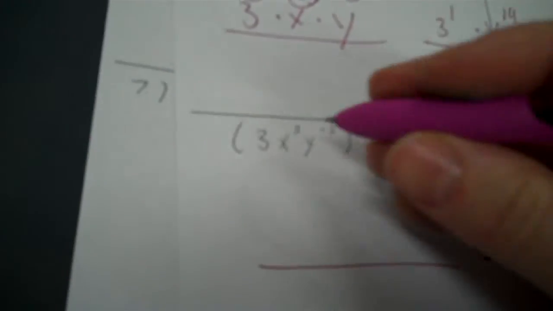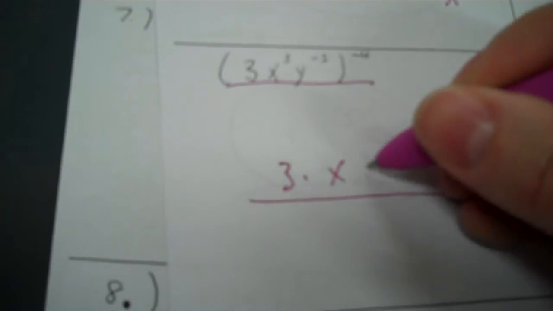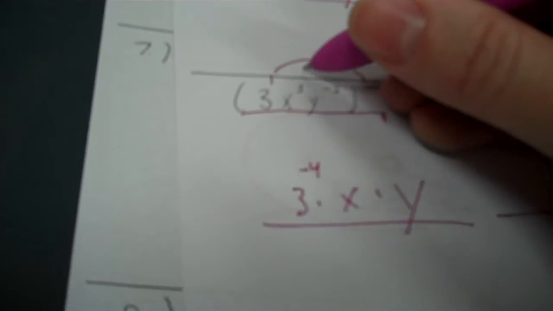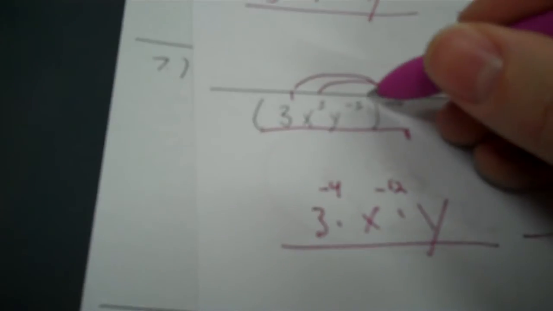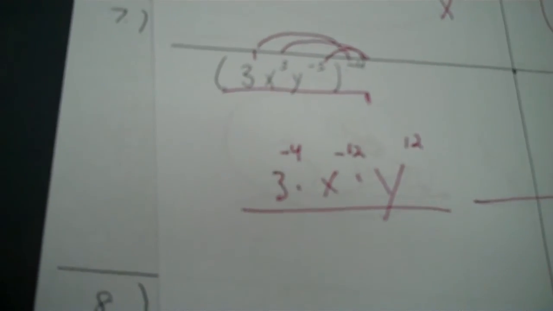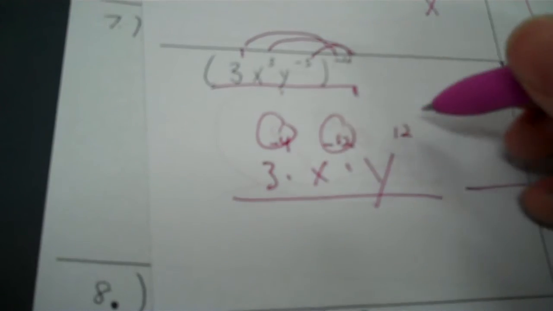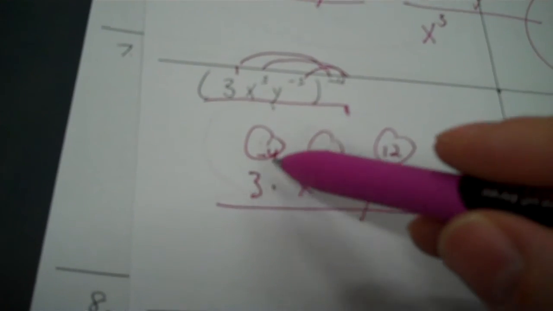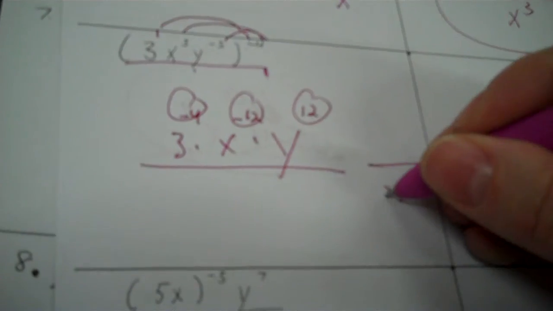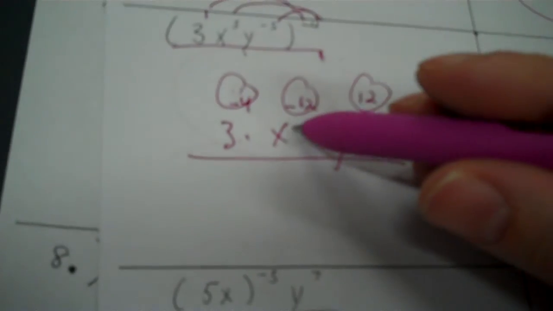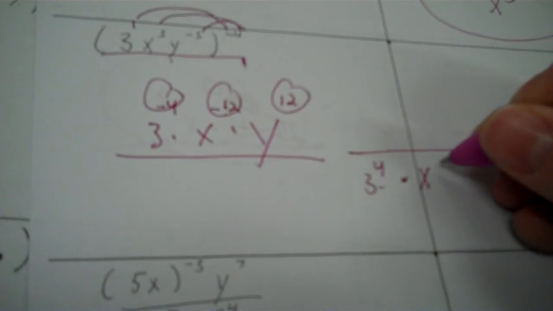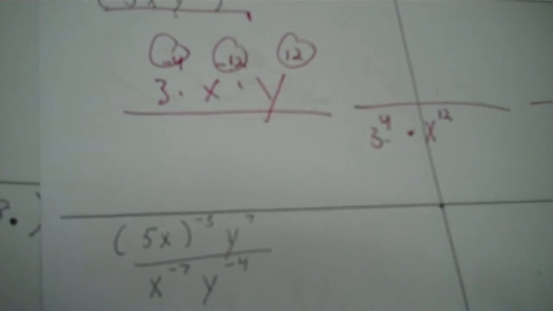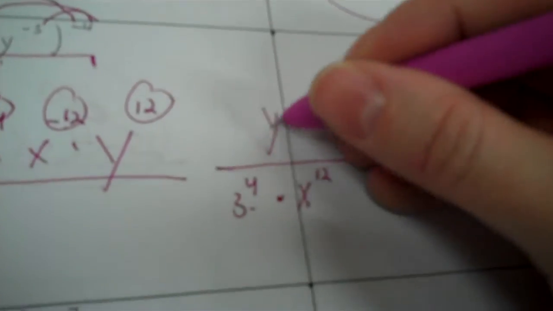Okay, next one. So what do I have? I have a factor of 3, a factor of x, factor of y, one of each of them. So no plus. 1 times negative 4 is negative 4. 3 times negative 4 is negative 12. Negative 3 times negative 4 is positive 12. Okay, we can't bring him straight over. He has to move to the bottom, so 3 to the 4th. Can't bring him straight over. He'll have to move to the bottom, so I can write the 12 as the 12th power is positive. He can come straight over.